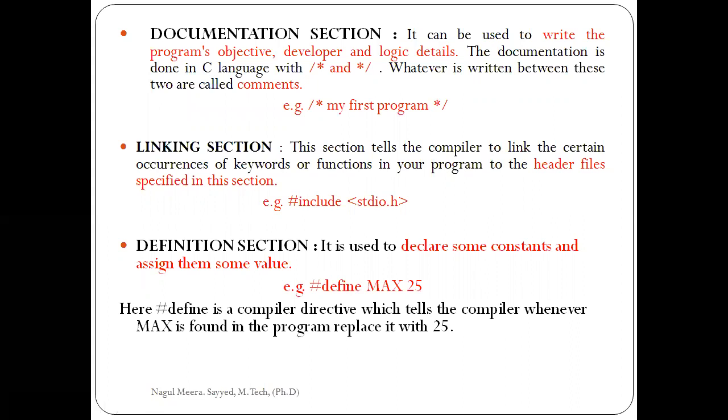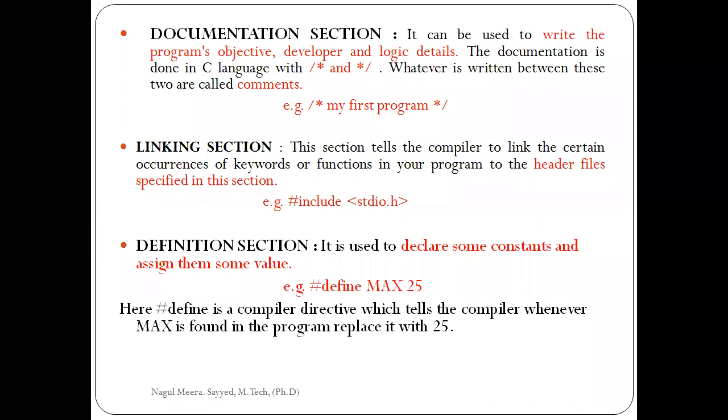In this documentation section we write the program objective or some logic: the main objective of the program or an introduction to that particular program. Why this program? It is simply a caption, which we can call the objective. For example, I am developing a program to print my name. So our documentation section is 'print my name'. Whatever we want, we can write.